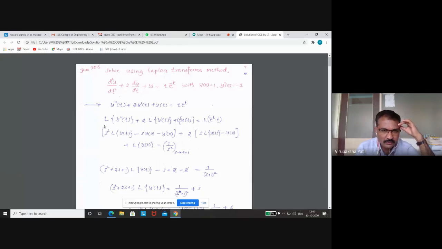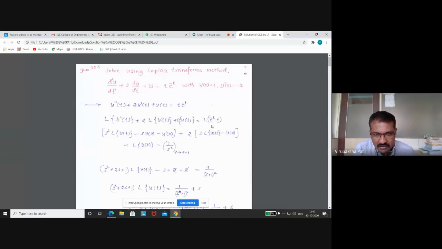So what we will do now, we will substitute the expression for L of y double dash of t, that becomes s square into L of y of t minus s into y at t is equal to 0 minus y dash at t is equal to 0. This expression is 1 plus 2, as it is. We will substitute the expression for this, that is s into L of y of t minus y of 0, plus this L of y of t we will keep as it is.